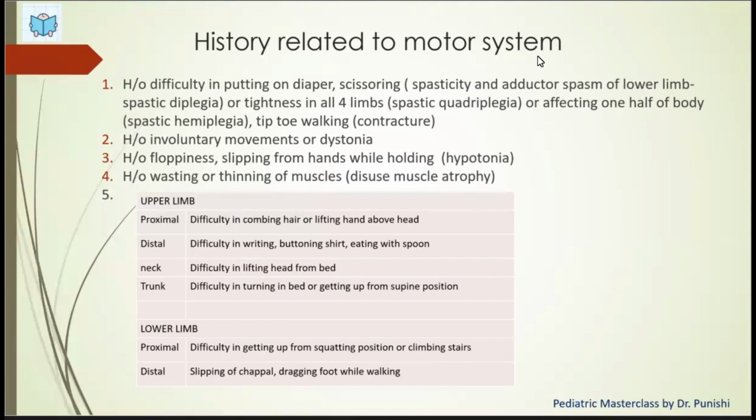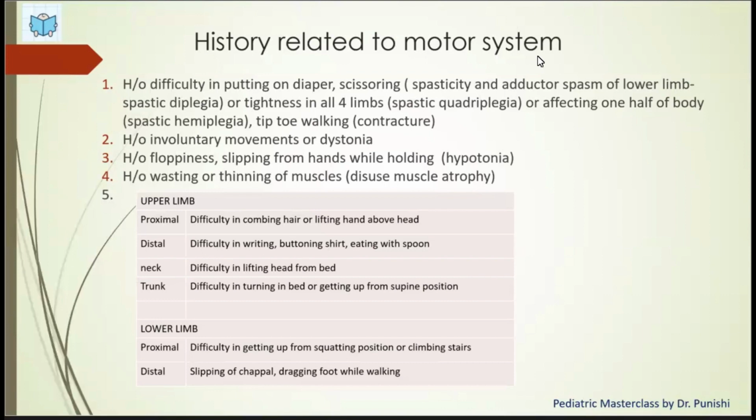Okay, all of this happens because of spasticity and adductor spasms of the lower limb that is seen in spastic diplegia. So whether the mother has any difficulty in putting on the diaper, the child has any scissoring, or there's tightening of all the forelimbs like in spastic quadriplegia, or the motor system is involving one half of the body that is seen in spastic hemiplegia, whether the child is tiptoe walking, that could be because of contractures. So CP basically is a disorder of the motor system.